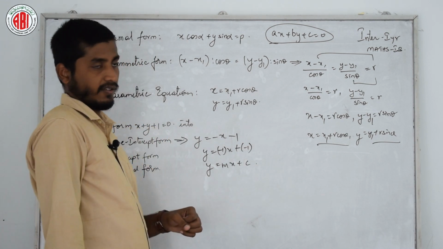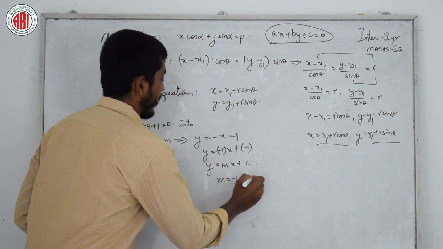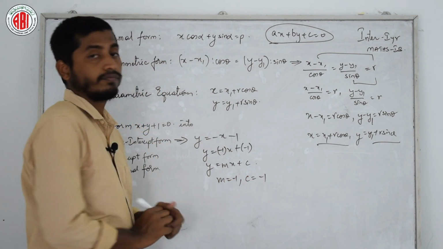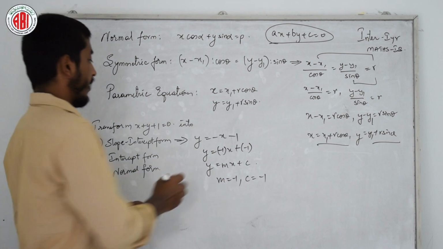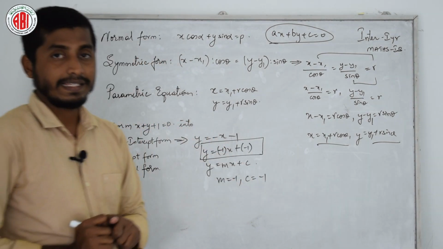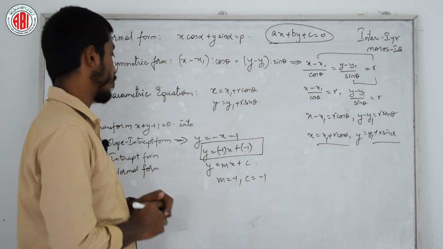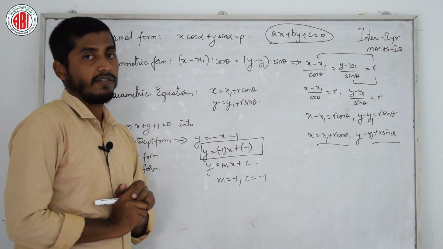Isn't it? Yes or no? What is m here? m is minus 1, c is also minus 1. Clear? Did we transform into slope intercept form? Yes, we did. Is it clear, everyone? It's very simple and very useful in the further problems.